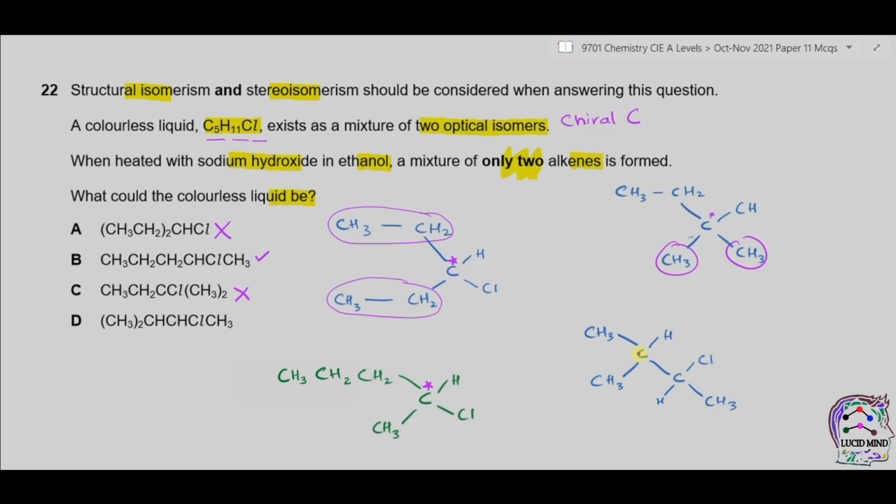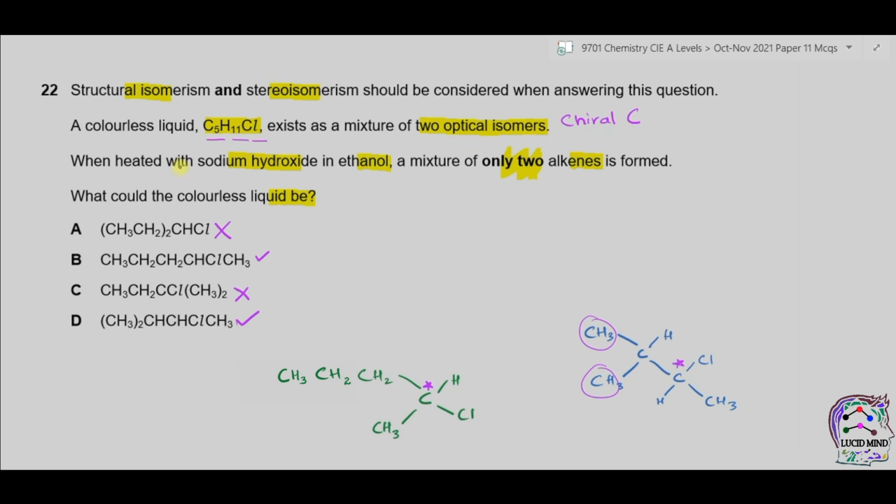Now looking at these carbon atoms, first carbon we can see that two similar groups are attached, so therefore this is not chiral. In second carbon we can see that all four different groups are attached, so therefore this can show optical isomerism. Second part is heating with sodium hydroxide in ethanol. What happens is that HCl will be removed in the form of sodium chloride and water. Now hydrogen from one carbon and chlorine from adjacent carbon, they are removed to form alkene. Let's do this reaction with the first one. Now we have chlorine with this carbon and this carbon is adjacent.